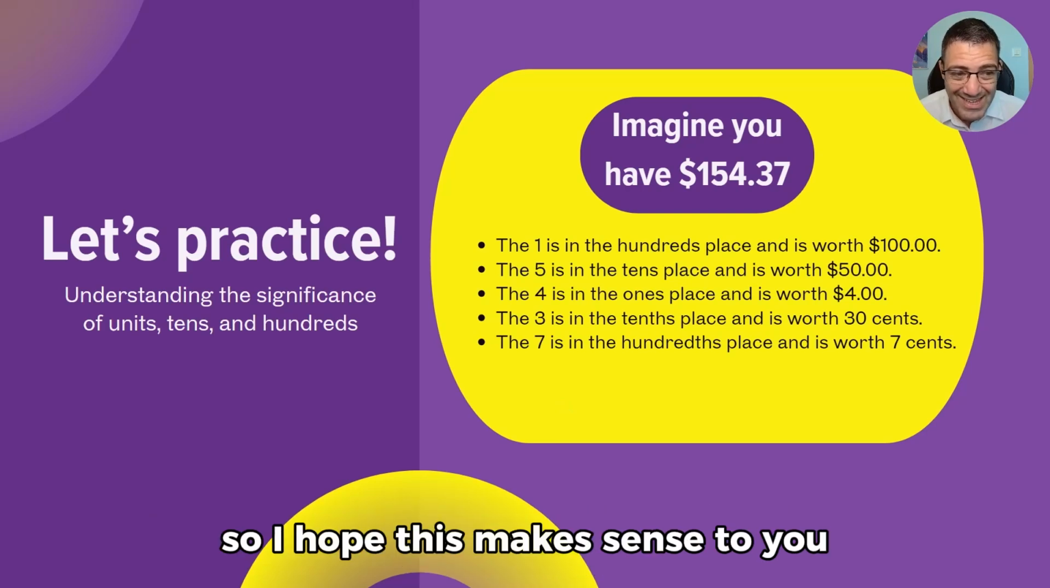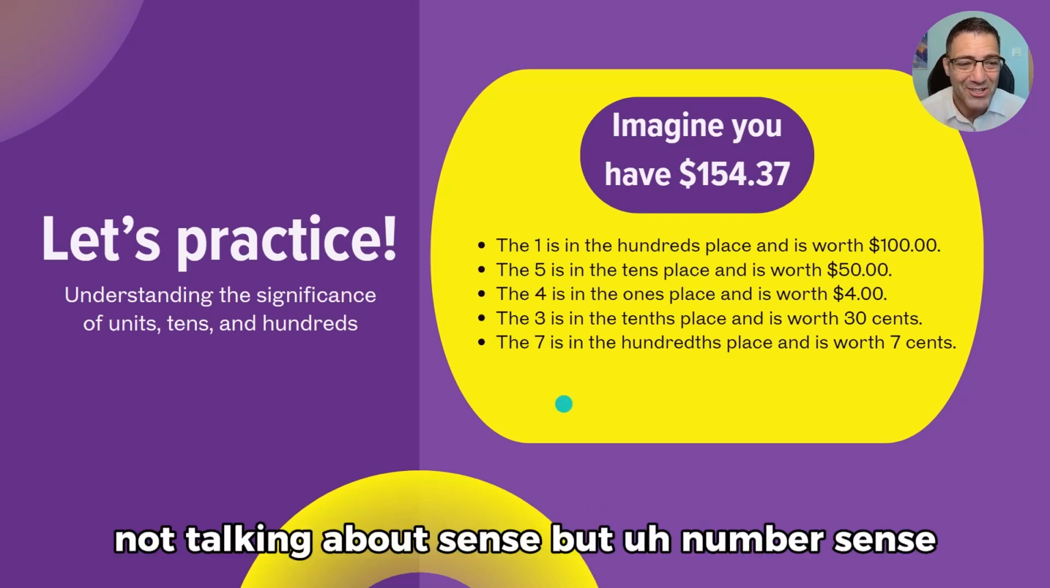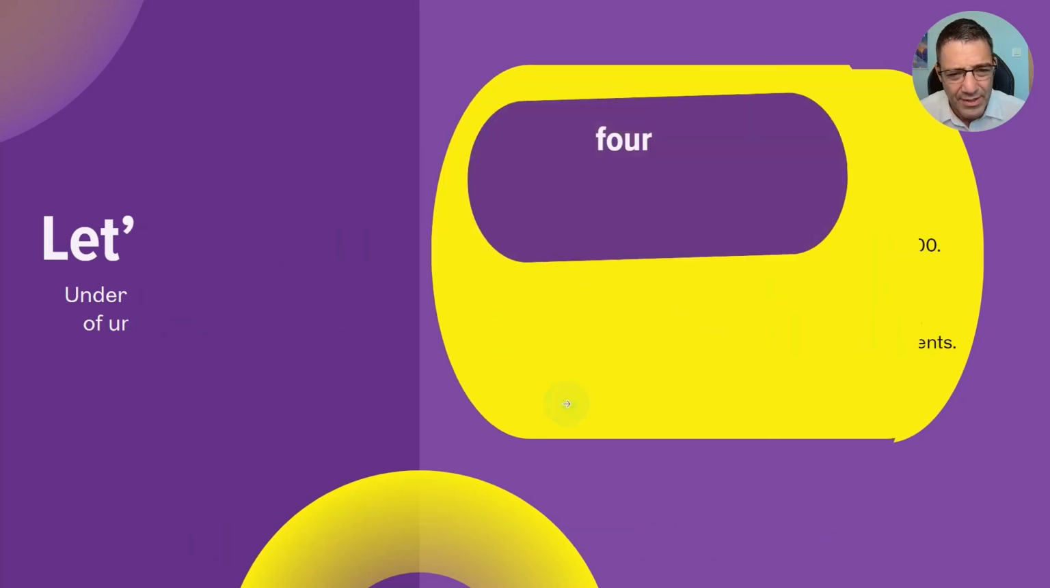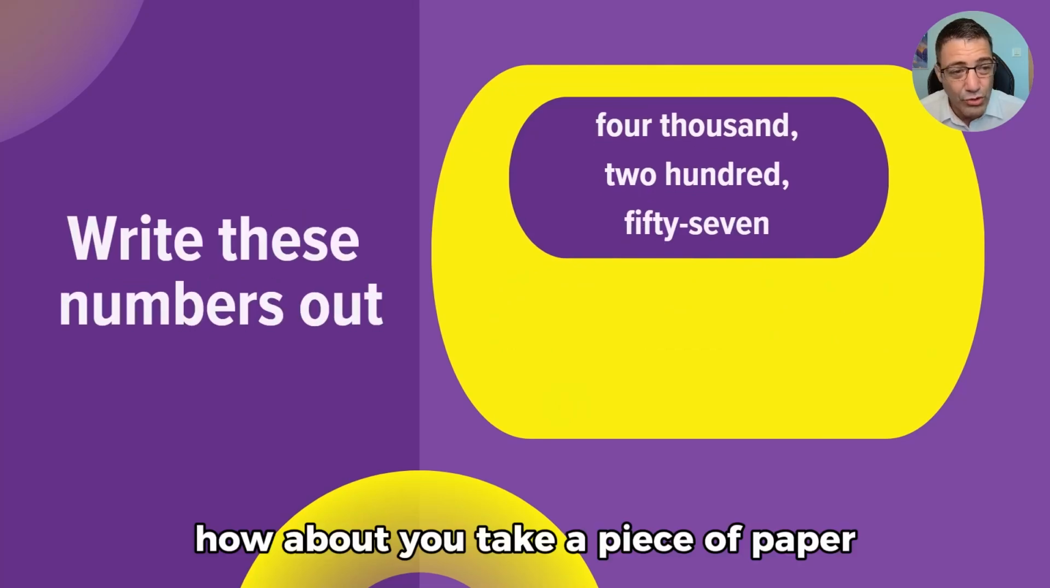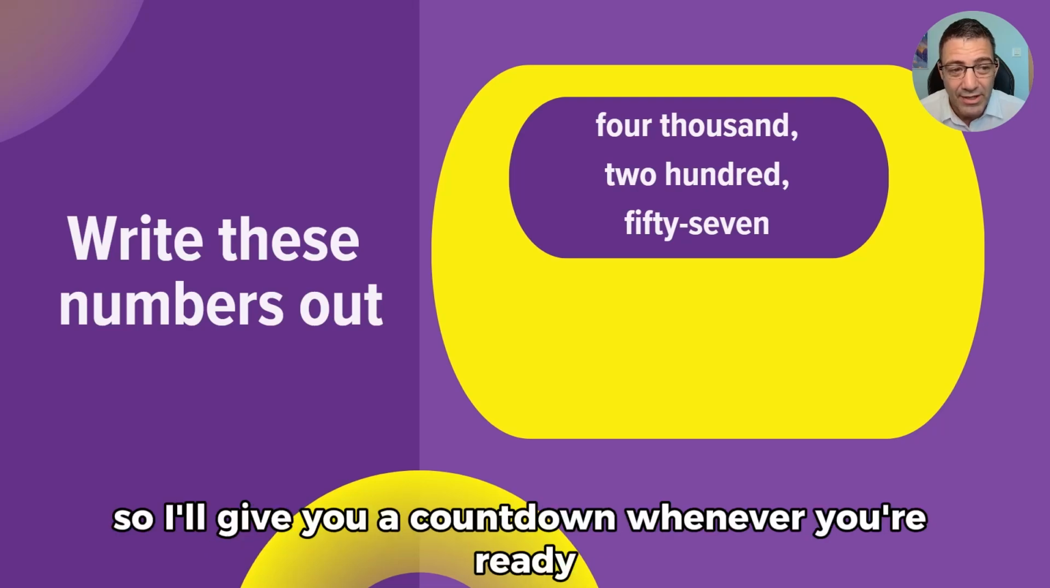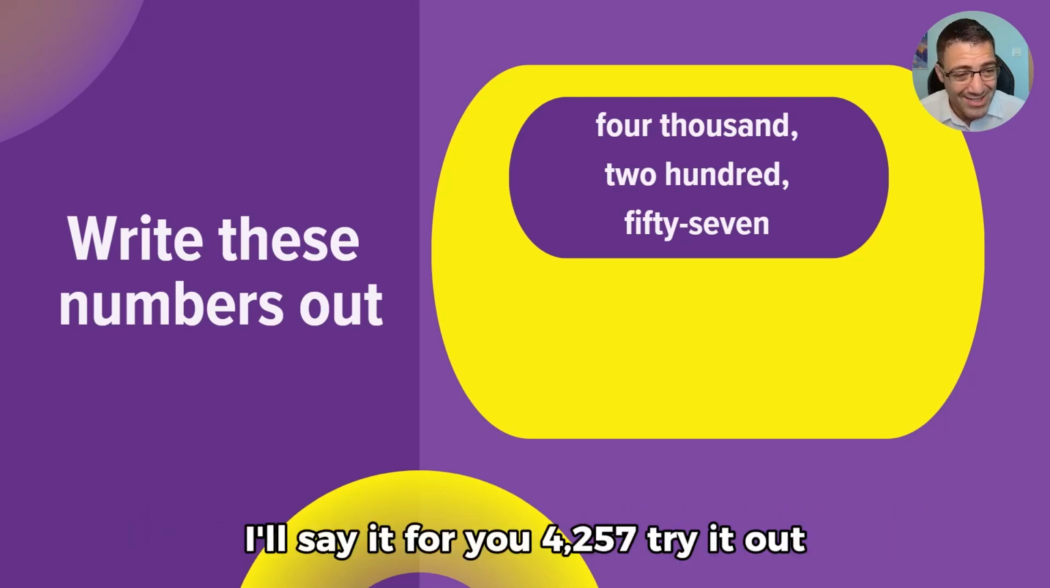So I hope this makes sense to you. Not talking about cents, but number sense. All right, well, are you ready to practice? How about you take a piece of paper and you try and write this number out? So I'll give you a countdown whenever you're ready. And you have to write this number down. I'll say it for you. 4,257. Try it out.